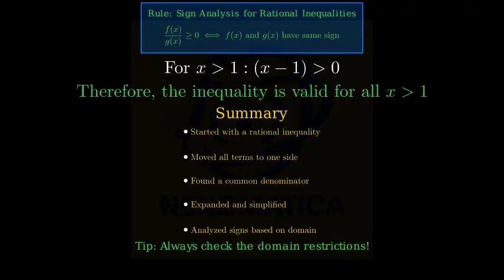The key steps were: first, rewriting the inequality by moving all terms to one side. Second, finding a common denominator. Third, expanding and simplifying the numerator. Finally, analyzing the sign of the fraction based on the domain x greater than 1.